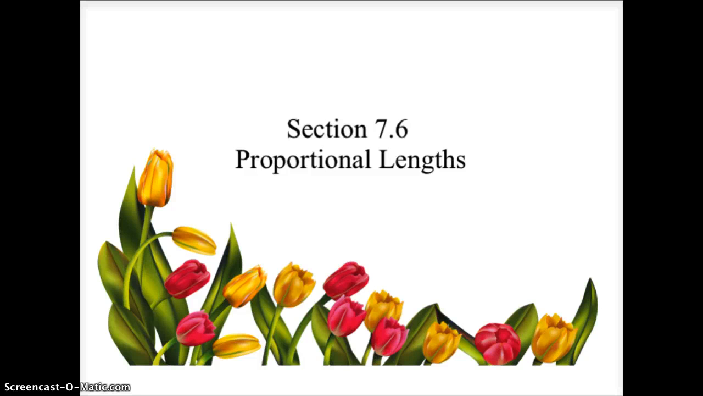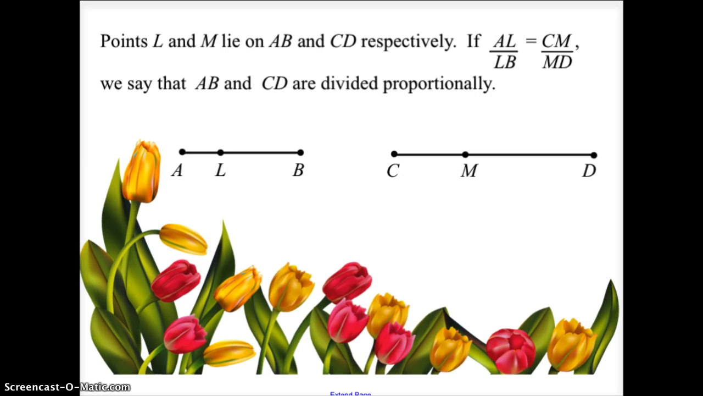Section 7.6, Proportional Lengths. When we talk about proportionality, we can talk about segments to start with and then apply it to shapes and polygons. If in this example, points L and M lie on segment AB and segment CD respectively, if the length from A to L and L to B is proportional from C to M and M to D, then we say that AB and CD are divided proportionally.